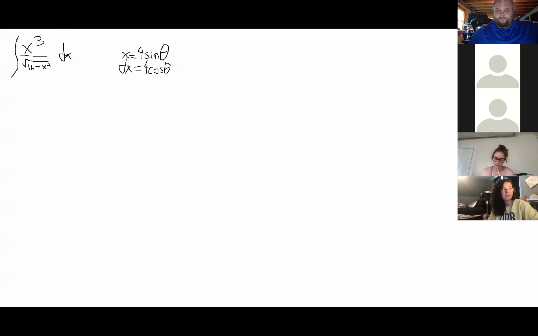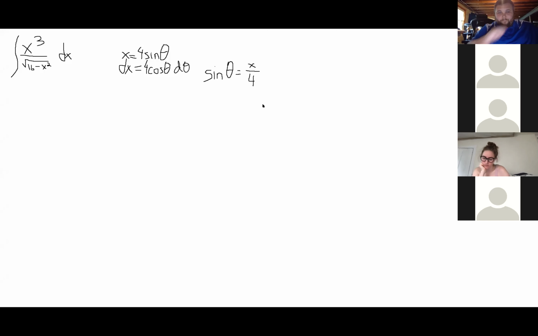It'll be opposite over hypotenuse. So when sine theta equals, so it's opposite over hypotenuse. Okay. Wouldn't it be 4 over x? Oh no. Okay, I got you. Yeah, no, just because once you have sine by itself, you have to get rid of the 4. I got you.